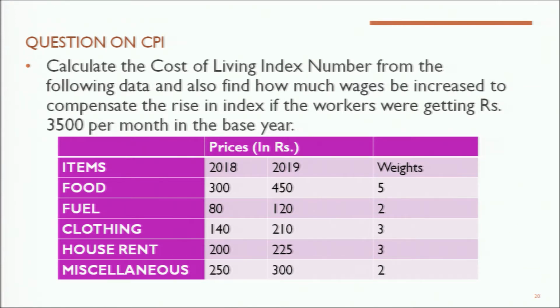You have 5 items: food, fuel, clothing, house rent, and some miscellaneous items. The prices for these items in the year 2018 are given as 380, 140, 200 and 250, and the prices for the same items in the year 2019, which becomes our current year, are 450, 120, 210, 225 and 300. Along with the prices, you are also given the weights for these items as 5, 2, 3, 3 and 2.